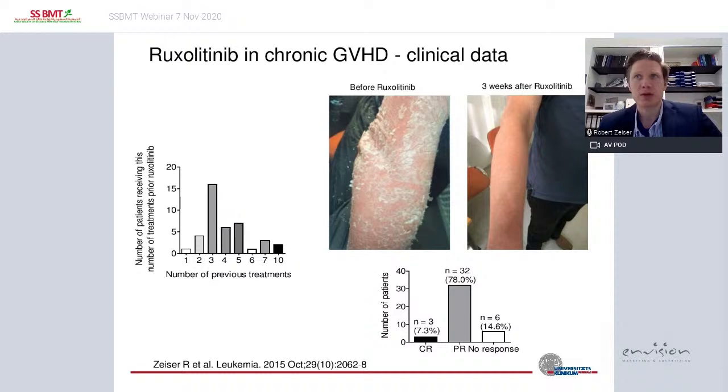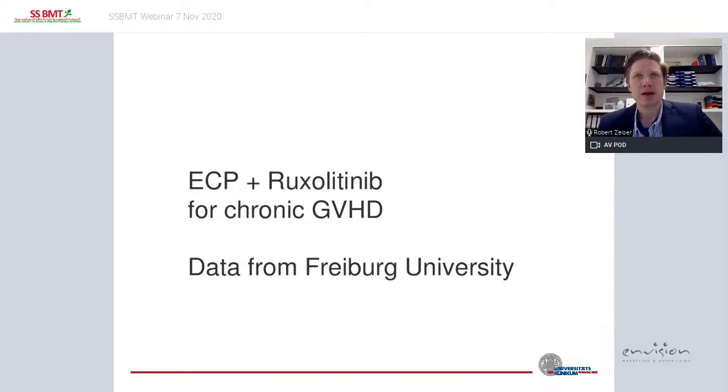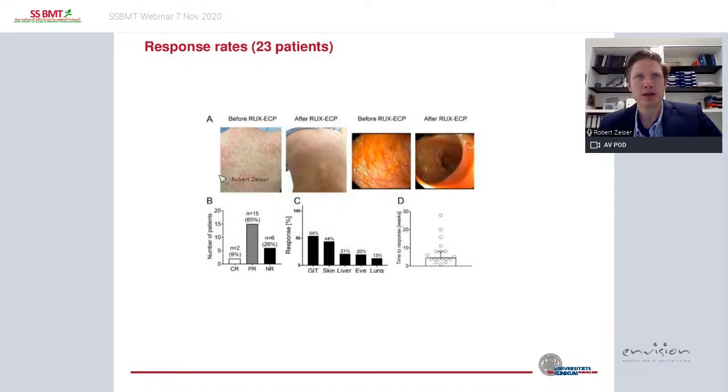So now there are patients that are very refractory to many different interventions, and I would like to present you some data from the University of Freiburg, where we combined ruxolitinib and ECP. You see a patient who had failed many different treatments with his chronic skin GVHD, who responded very well to the Rux-ECP combination. This is before ruxolitinib, the gut was inflamed, and after Rux-ECP that improved significantly.